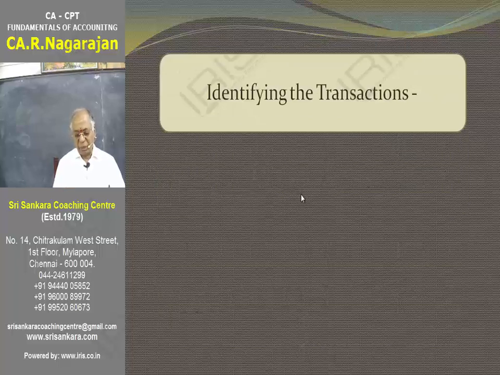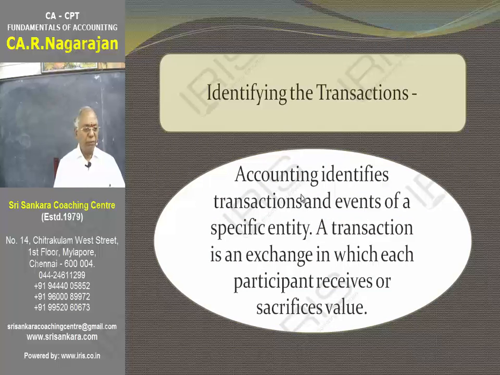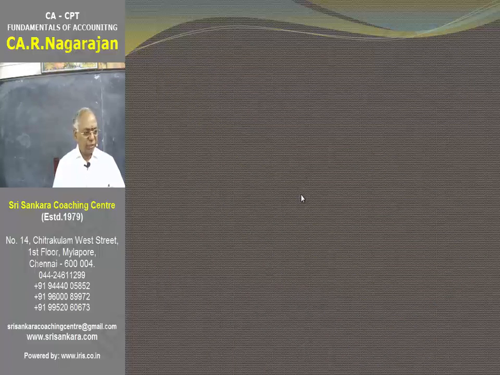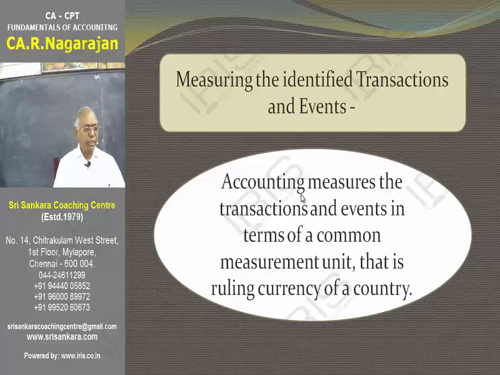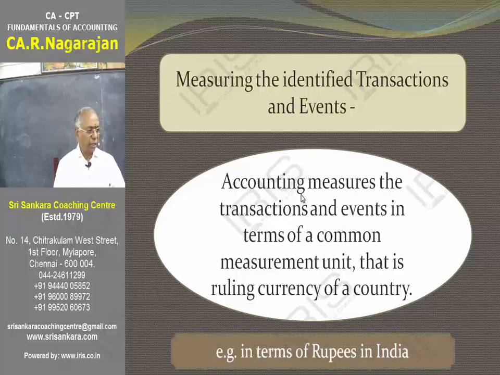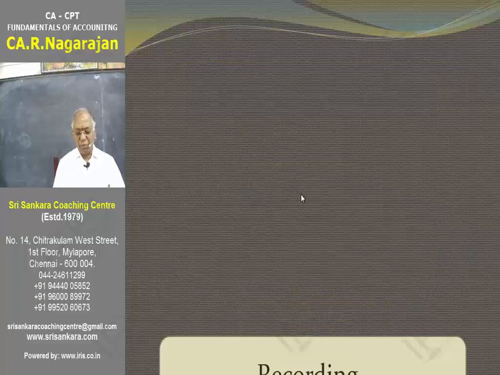Right. Now quickly tell me, what do you mean by identifying the transaction? Whether in the transaction there is an exchange, who are the two parties involved, and for whom we are accounting, whether there is one sacrificing, one receiving, is what we are to look for. Then measuring means, as I told you, if it is in India, Indian rupee value. If it is in America, then American dollar. Like the respective countries, the monetary value you please assess and measure with them.